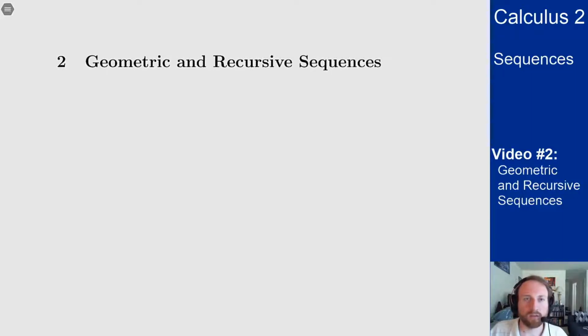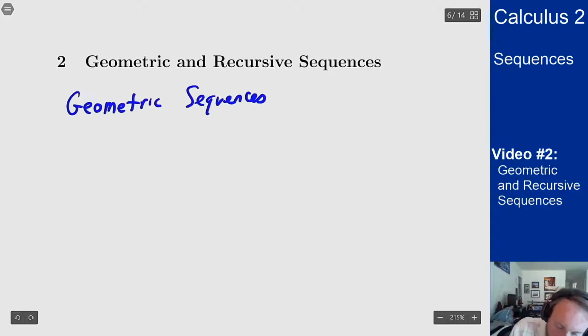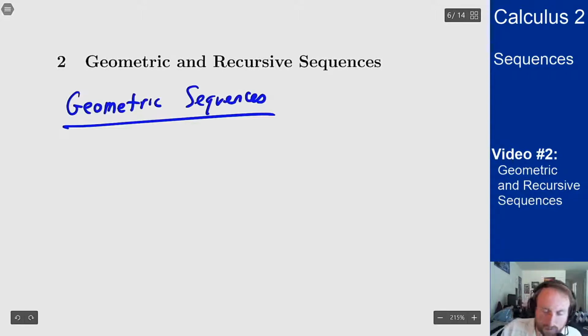In this video, we'll talk about geometric and recursive sequences, which are two of the main types of sequences that you will see both in this class and beyond. So geometric sequences are sequences that have a certain form of function that defines every value of the sequence. And what is that form? Well, these are sequences of the form a_n equals some constant times some ratio to the n.